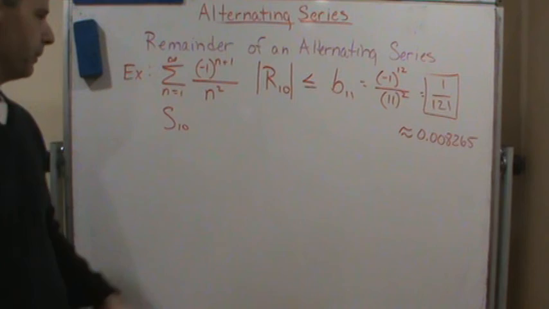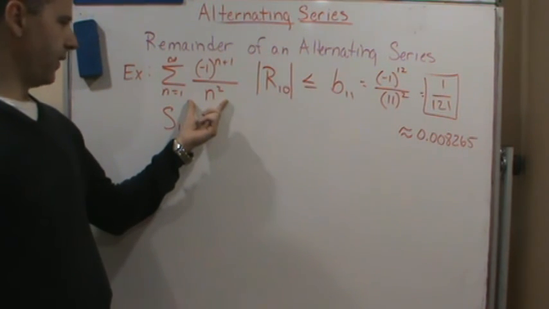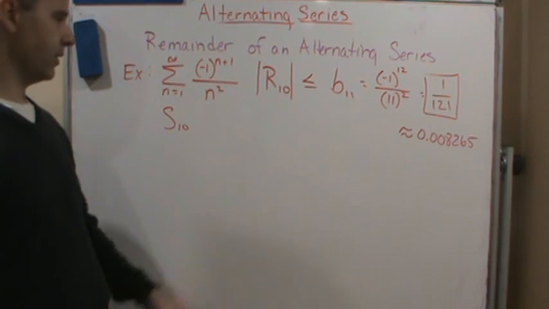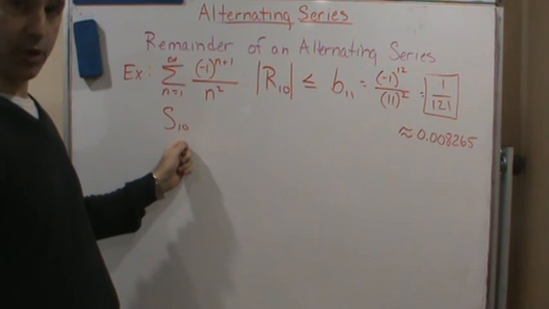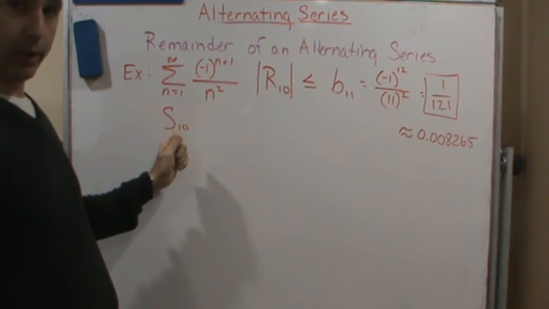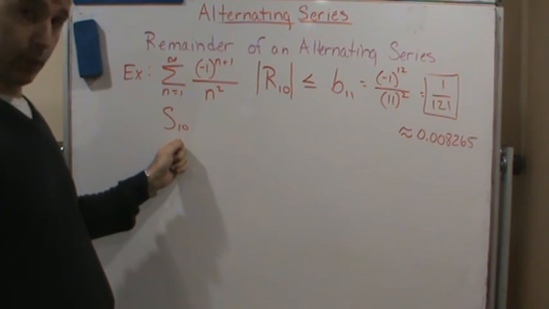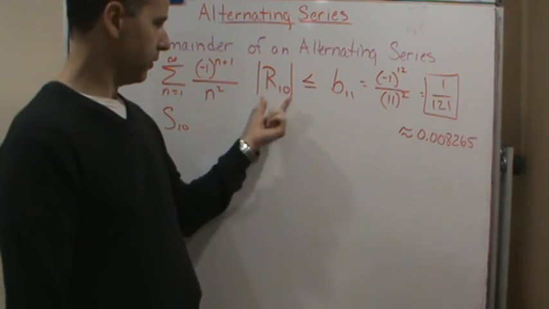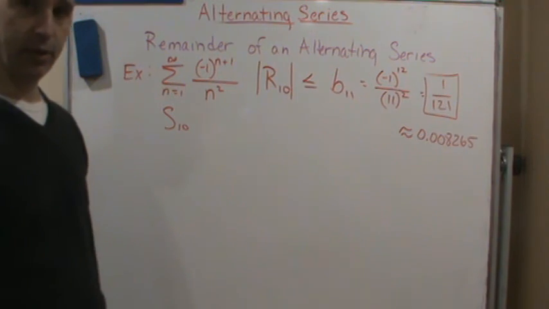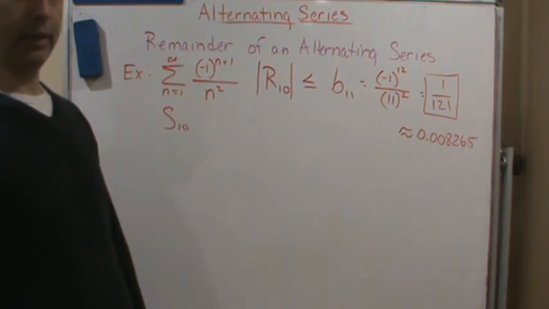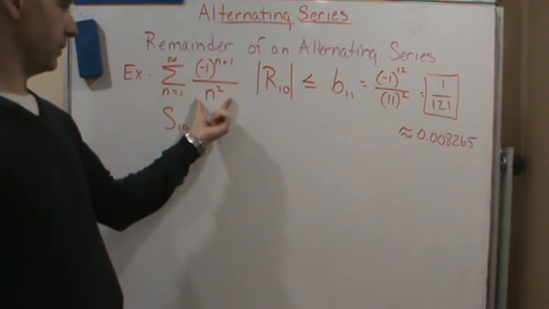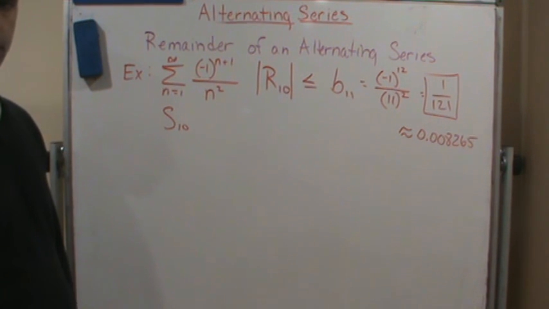So just to recap, as long as this satisfies the hypotheses of the alternating series test, and we know what partial sum we are working with, then the remainder has to be less than or equal to whatever the next term is, or in this case, b sub n plus 1.